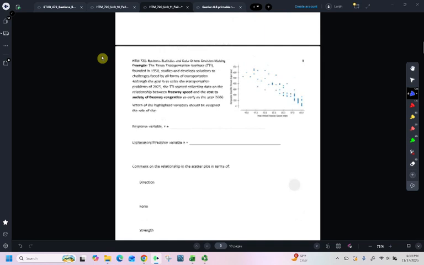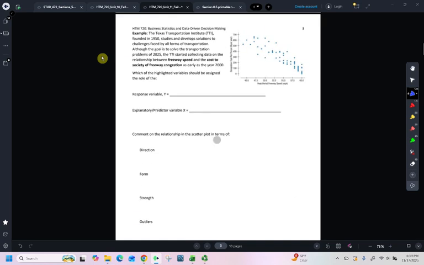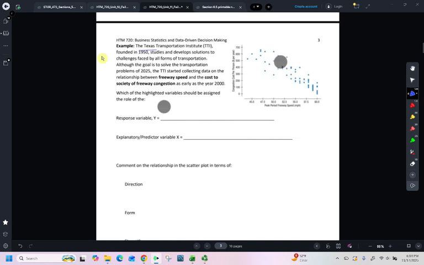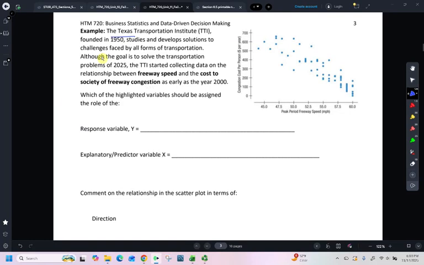Let's consider another example. The Texas Transportation Institute, founded in 1950, studies and develops solutions to challenges faced by all forms of transportation. Although the goal is to solve the transportation problems of 2025, the TTI started collecting data on the relationship between freeway speed and the cost to society of freeway congestion per person.